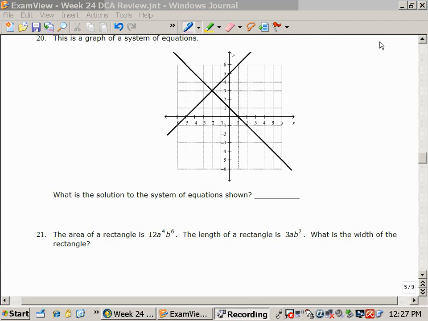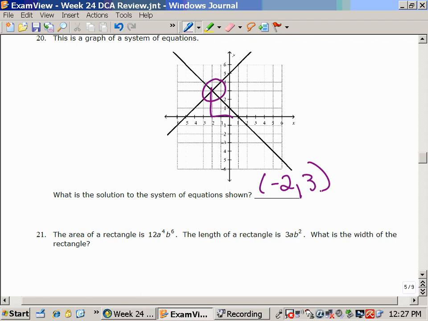All right, number 20. Again, I need to find the system of equations, the solution. The solution occurs where they both cross, which the x value is 2, and it looks like the y value is 3. Now, since it's to the left, that is a negative 2 and a positive 3. Number 21.